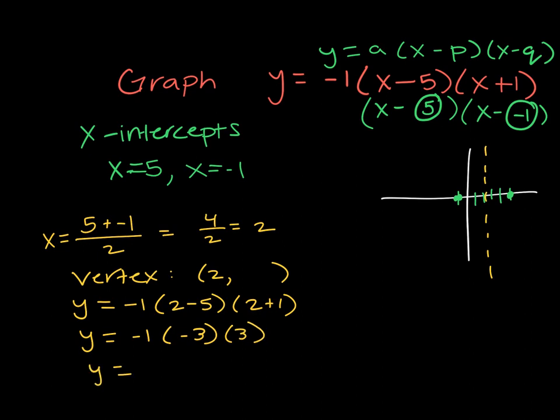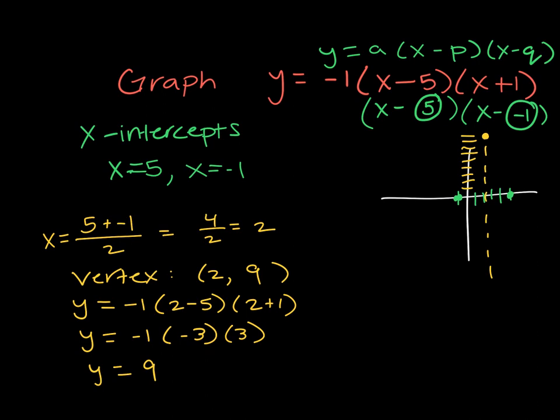So I get -1 times -3 is +3 times 3 is 9. So 2, 9. 1, 2, 3, 4, 5, 6, 7, 8, 9. So there's my vertex. Okay.